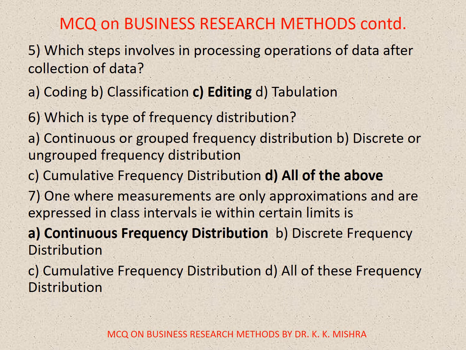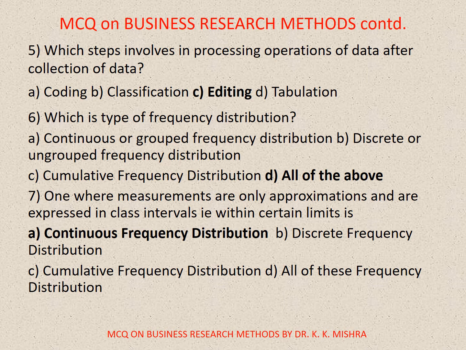Question number 6. Which is a type of frequency distribution? A. Continuous or grouped frequency distribution, B. Discrete or ungrouped frequency distribution, C. Cumulative frequency distribution, D. All of the above. Correct option is D. All of the above.